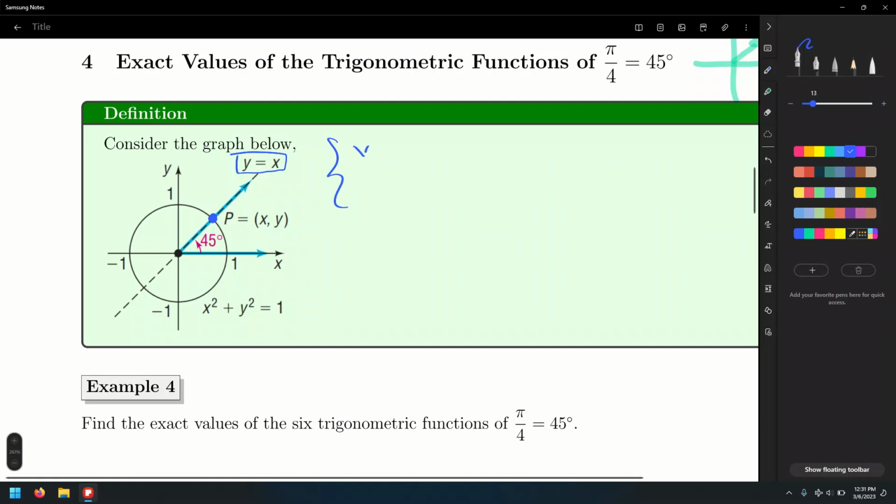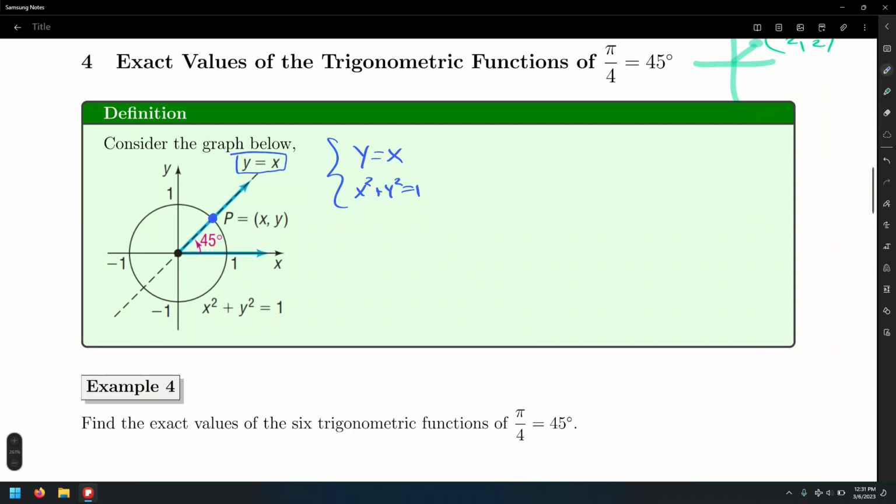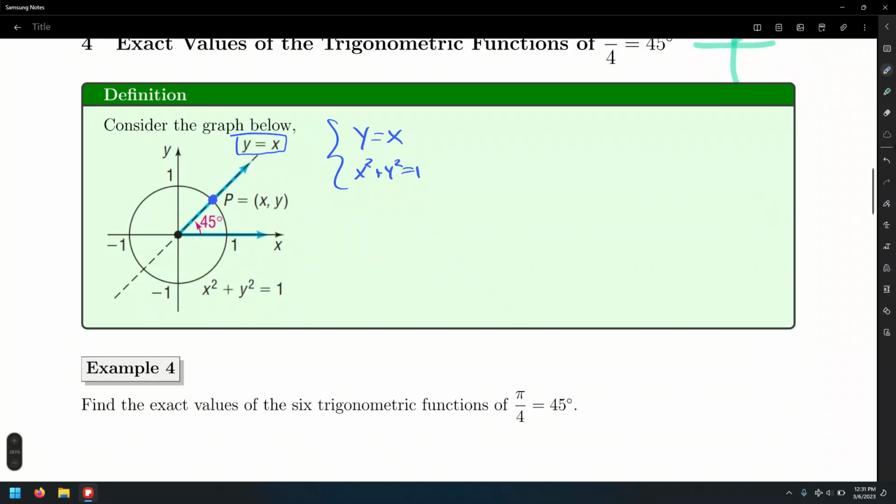create a system of equations. y equals x, x squared plus y squared equals 1. Create a system of equations, set the equations equal to one another somehow. Well, in this case, this happens to be a non-linear system of equations, all right? So what's that going to be? Well, this one is really easy to do by substitution.